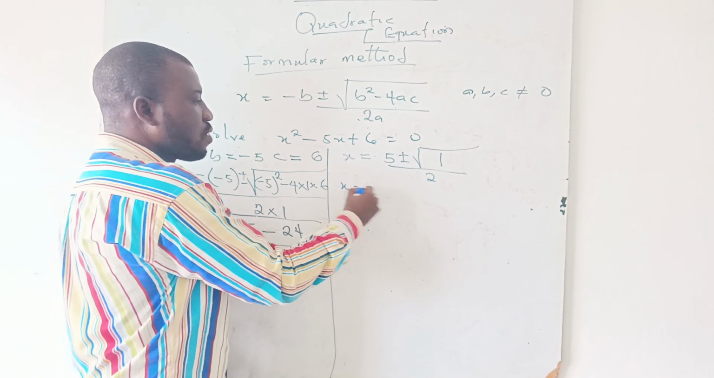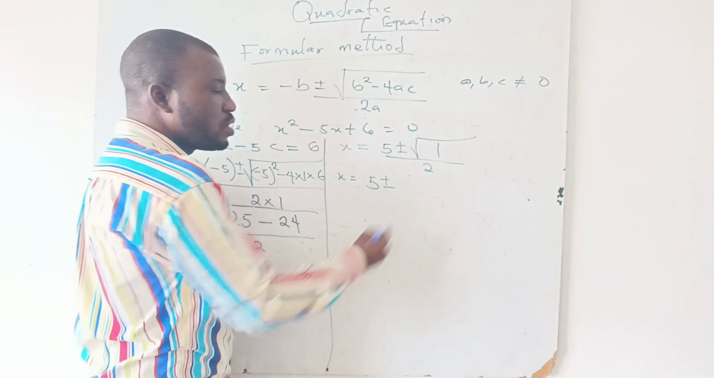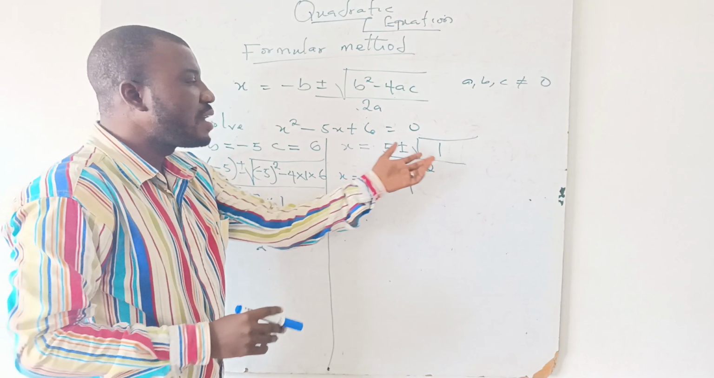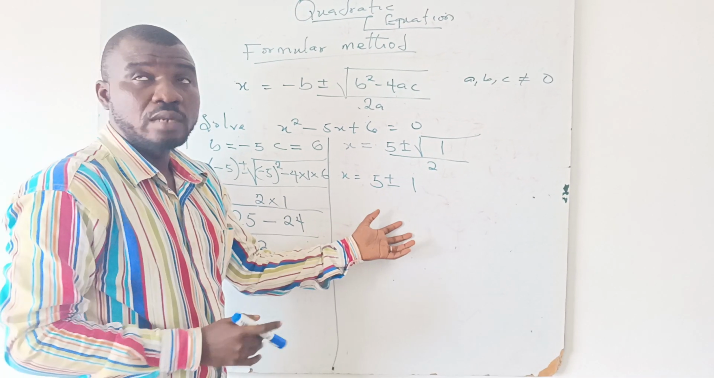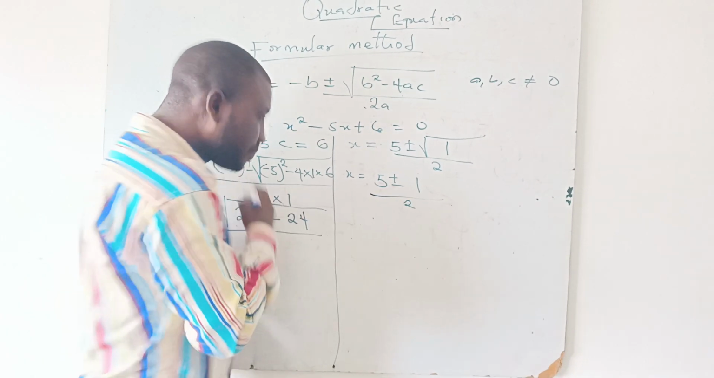Then we have x equals 5 plus or minus, so the square root of 1 will give you 1. There are two numbers in mathematics that when you find their square root, it will give you that number back, and that is 0 and 1. So the square root of 1 will give you 1, then divided by 2.